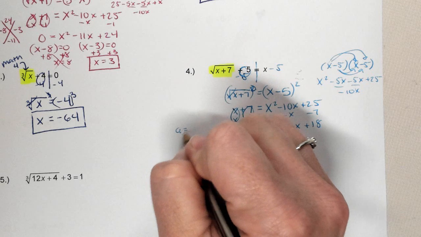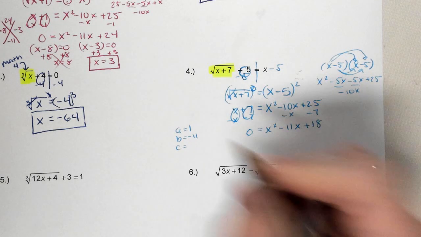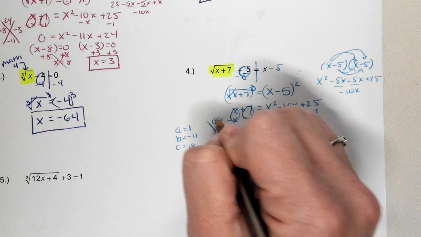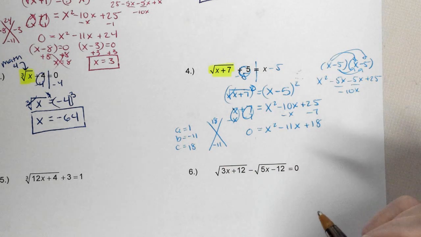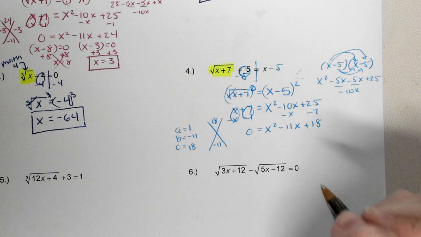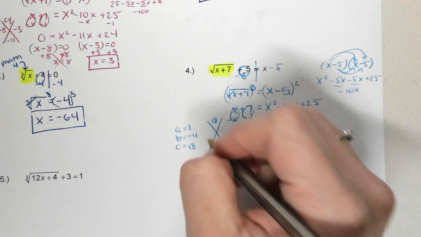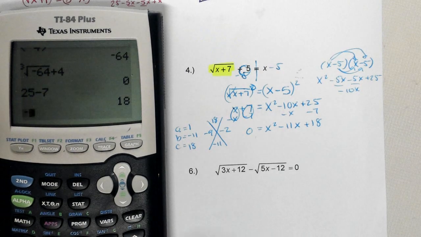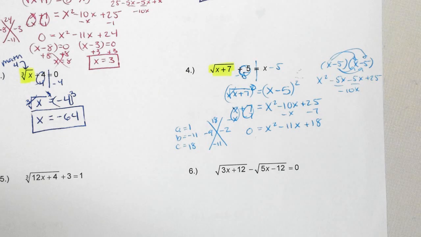So a, b, c. A is 1, b is negative 11, c is 18. A times c is 18, b is negative 11. So what multiplies to give you 18 and adds to give you negative 11 is going to be negative 9 and negative 2. And again, double check your work. Negative 9 times negative 2 is 18. Negative 9 plus negative 2 is negative 11, so we did it correctly.